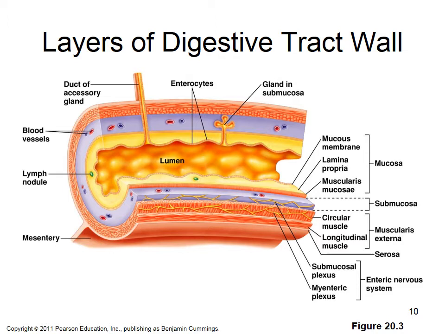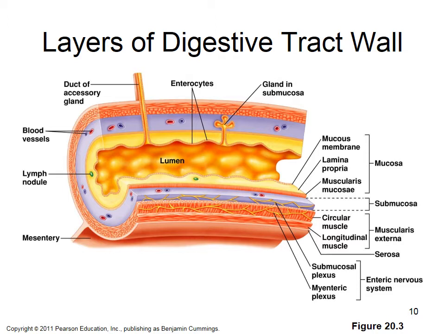Some of it's circular, some of it's longitudinal, and that allows for both mixing and propulsive movements. So having those 2 types of smooth muscle allows for that peristalsis, right? So the mixing and movement of food.